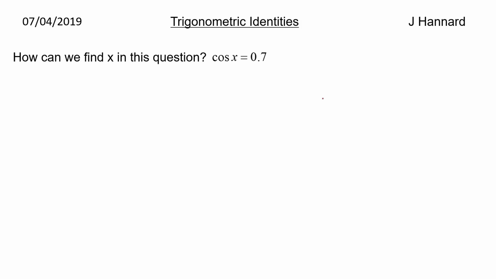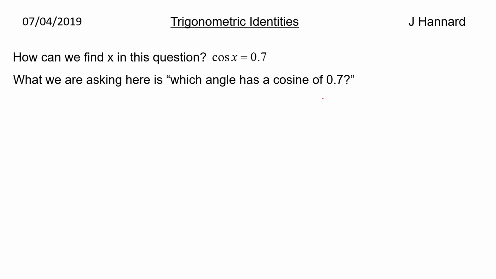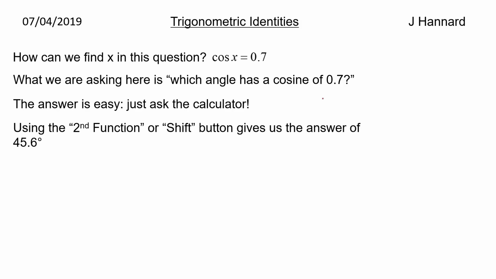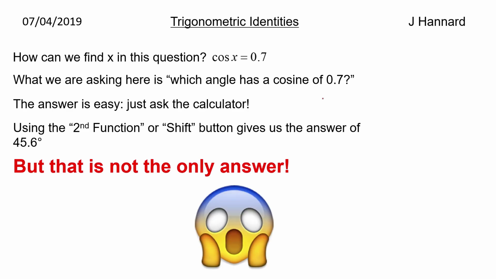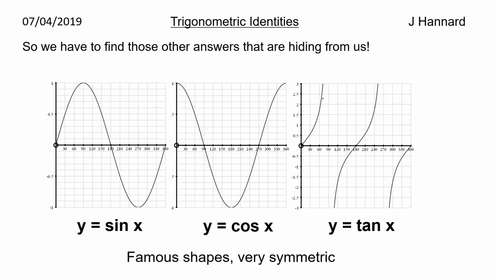So how can we find x in this question? Cos x equals 0.7. What we are asking here is, which angle has a cosine of 0.7? The answer is easy. Just check on a calculator. You do the shift cos of 0.7 and we get about 45.6. But that is not the only answer. And you can see by the emoji there, the absolute shock and horror at that. That is not the only answer. We have to find the other answers that are hiding from us.